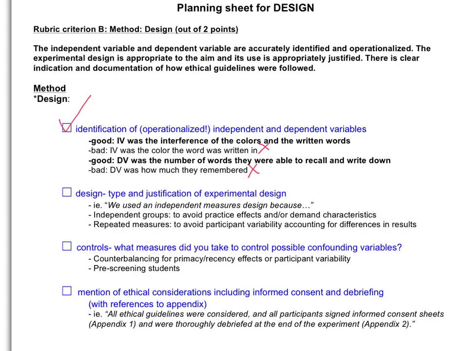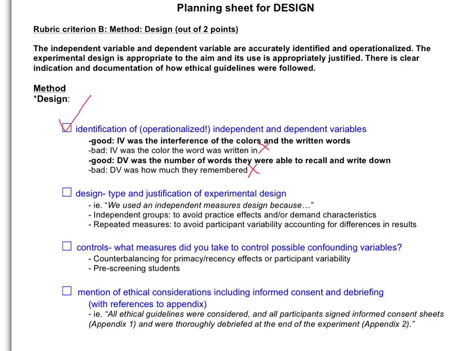Now, the design, okay. In order to get the full 2 points for the design section, we need to just say which design we used and why we used it. So your sentence can be as simple as, we used an independent groups design because, or you could say we used a repeated measures design because, and then say why you used it.